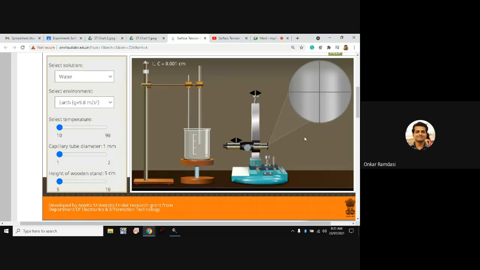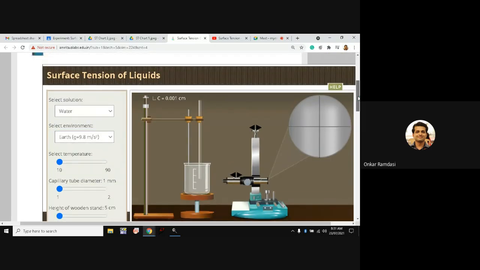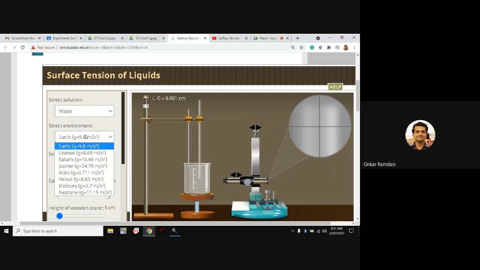Okay, now look carefully at what I am doing. I'm mentioning the case so that you'll better understand. First, I will take water as a solution. A 6 molar salt or 2.55 molar sugar solution you can also take for practice. But right now for this experiment, we are taking water as a solution. Obviously the environment we are taking as earth.